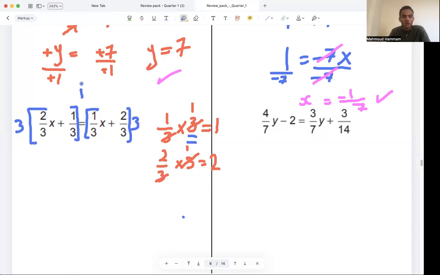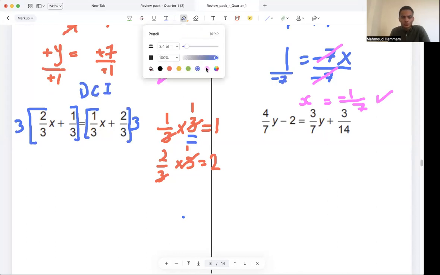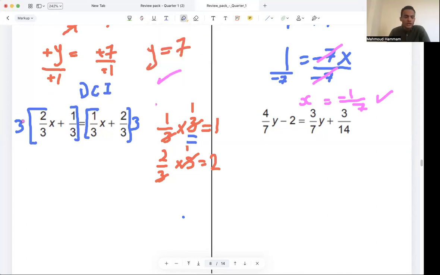Now we were going to use the code DCI. Distribute, combine, isolate. So step by step. 3 times 2 over 3. 3 times 1 over 3. And the same thing here. 3 times 2 over 3. 3 times 1 over 3. Fine. Very good. 3 times 2 over 3. We have just said 3 times 2 over 3 is 2.